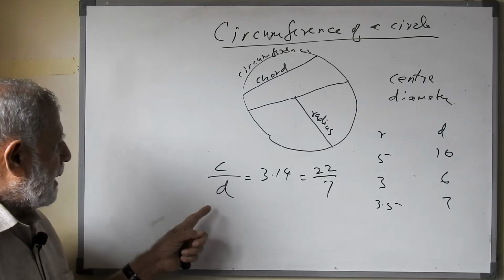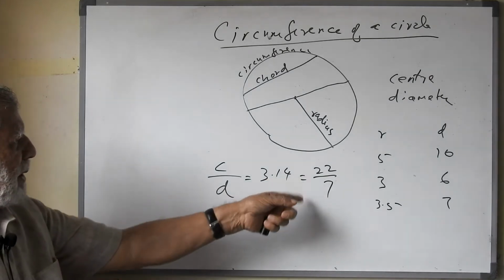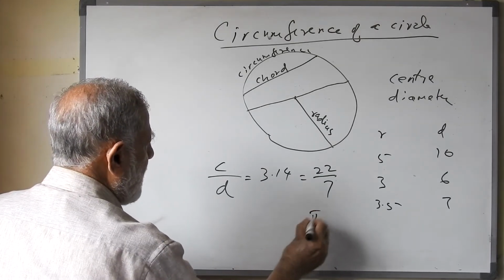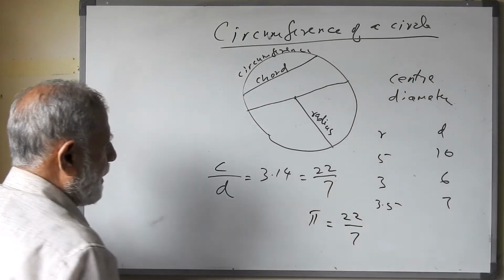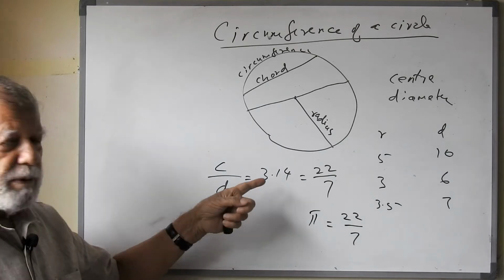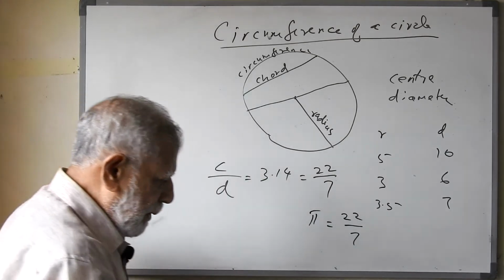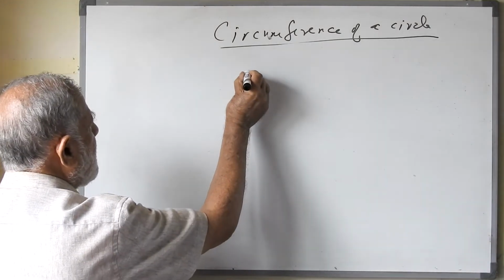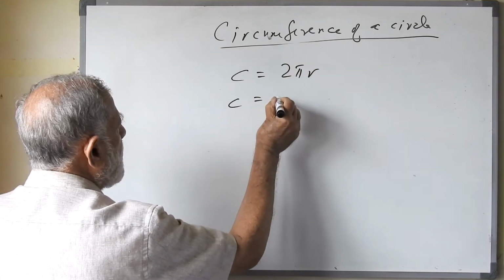So C upon D is always equal to 22 upon 7, and this 22 upon 7, as we referred to earlier, is called pi. So pi is equal to 22 upon 7. We have to remember that pi is equal to 22 upon 7, or sometimes they give decimal, they will give it as 3.14. After finding the relation, we say C is equal to 2 pi r, or C is equal to pi d.